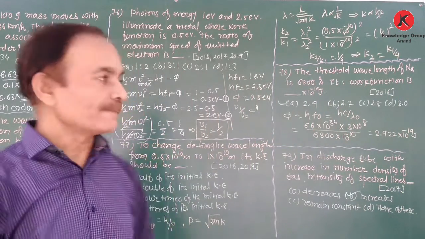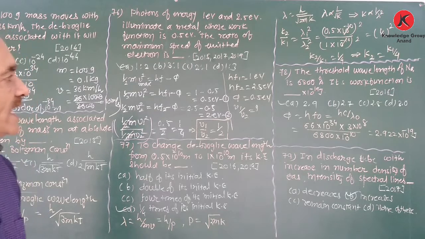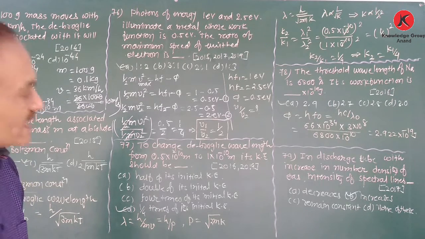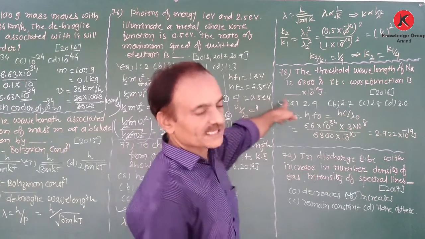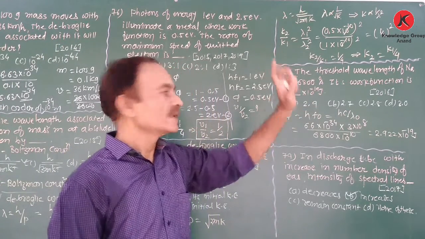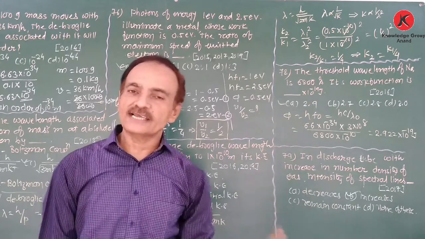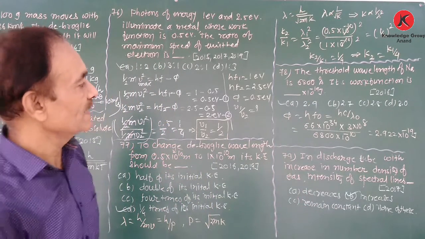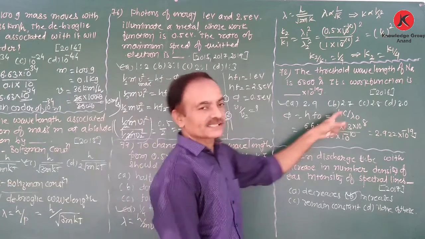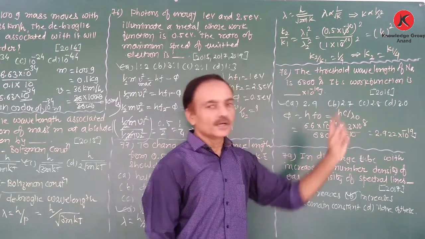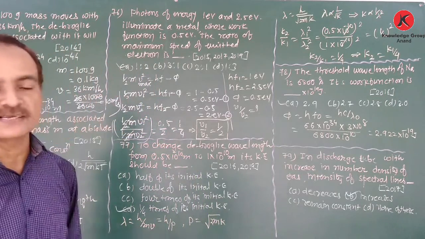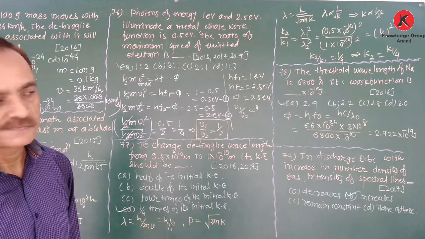Here we require the work function in joule. The threshold wavelength for sodium is given as 6,800 angstrom, and we have to find its work function in joule. We know that the equation of the work function phi is equal to h f0, therefore hc upon lambda 0. Substitute the values of hc and lambda 0. We obtain 2.922 into 10 to the power minus 19 joule.